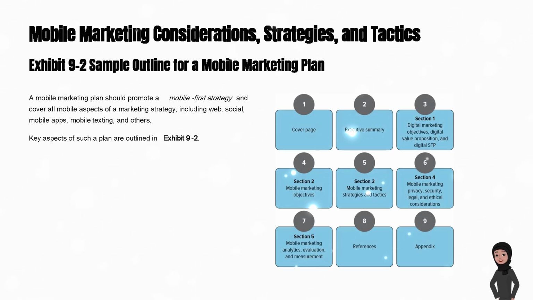Section 1 establishes your digital value proposition, an STP, which stands for segmentation, targeting, and positioning. From there, you define your specific mobile objectives in Section 2, followed by your strategies and tactics in Section 3. Crucially, Section 4 addresses the legal and ethical side, privacy and security, while Section 5 focuses on analytics to measure success. References and an appendix round out the document, ensuring every decision is backed by data.